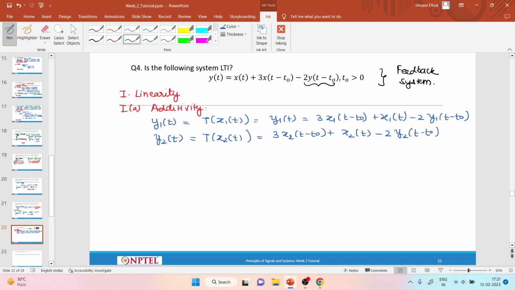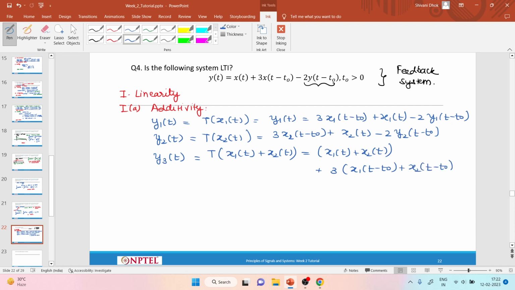And let's say y3 of t is equal to the output of the system when my input is x1 of t plus x2 of t, and for that it will be equal to x1 of t plus x2 of t plus 3 times x1 of t minus t naught plus x2 of t minus t naught minus 2 times y3 of t minus t naught.